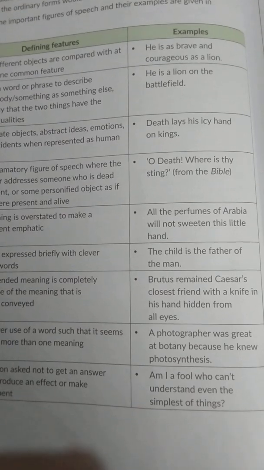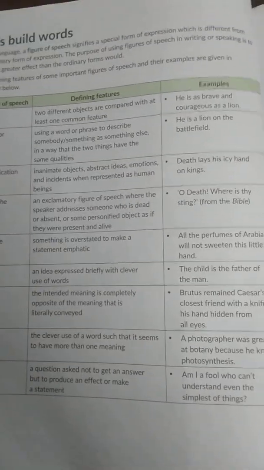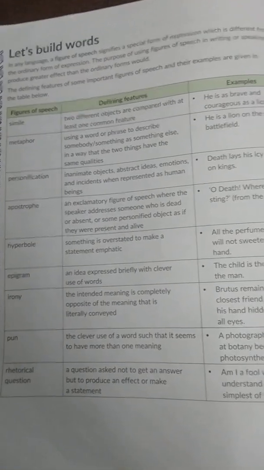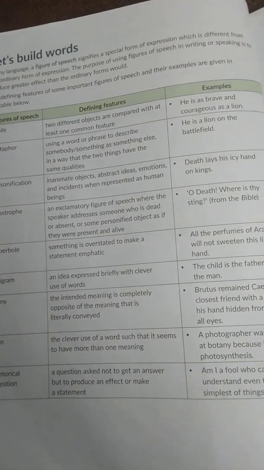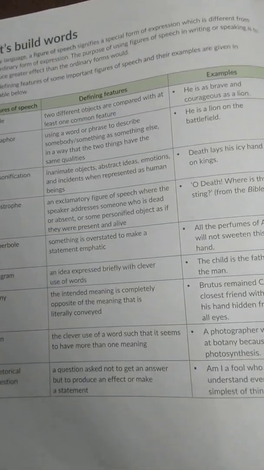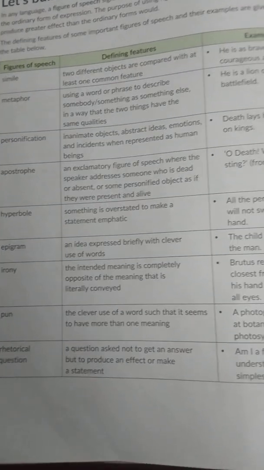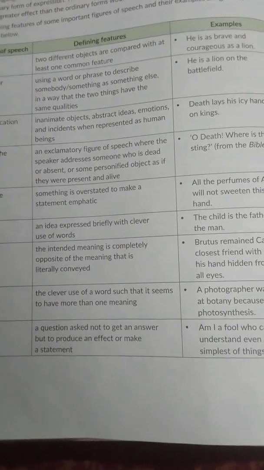Brutus remained Caesar's closest friend with a knife in his hand hidden from all eyes. These are lines taken from novels or dramas. In general use, we do not see this in day to day life. Irony is something which has a different meaning, which we have to understand, maybe said or written in a different manner.